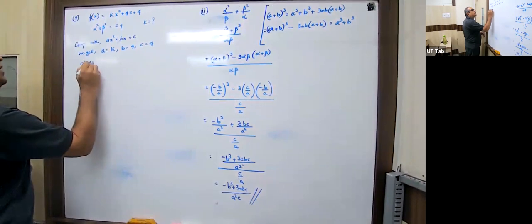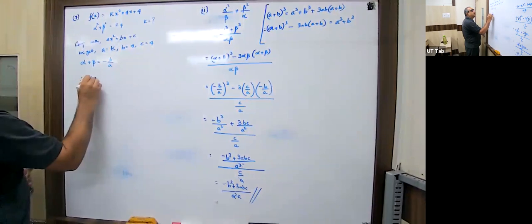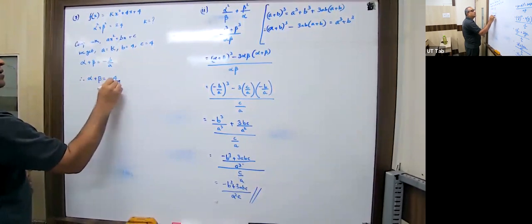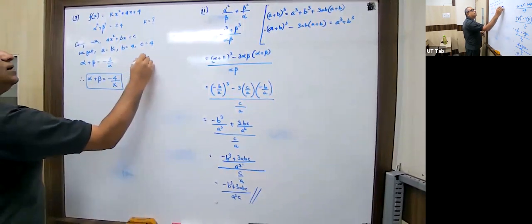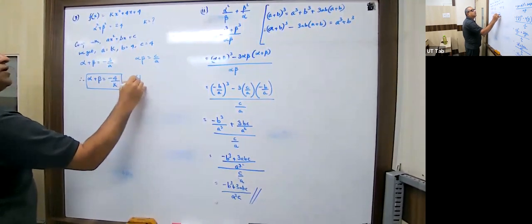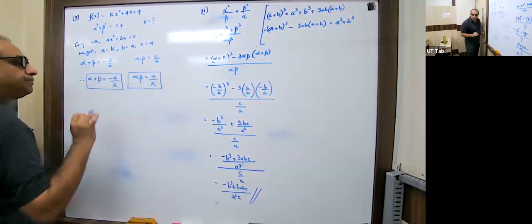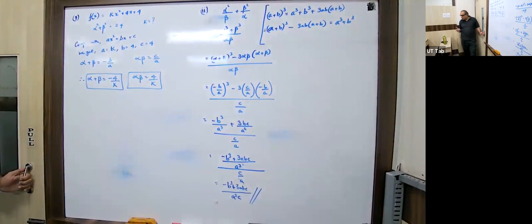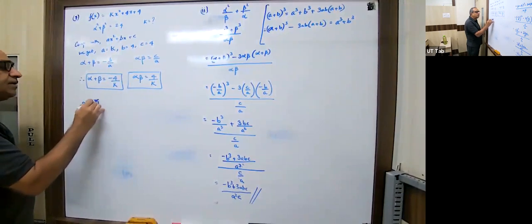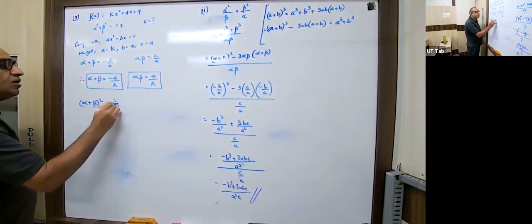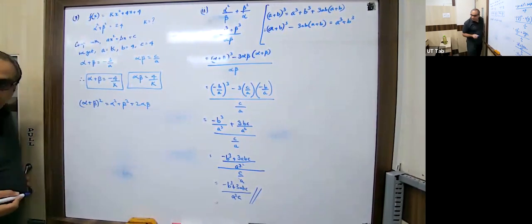What is alpha plus beta? What is alpha into beta? And I've been given alpha squared plus beta squared. So obviously I'll use this formula, alpha plus beta the whole squared is equal to alpha squared plus beta squared plus 2 alpha beta.